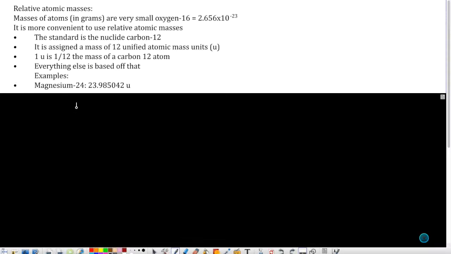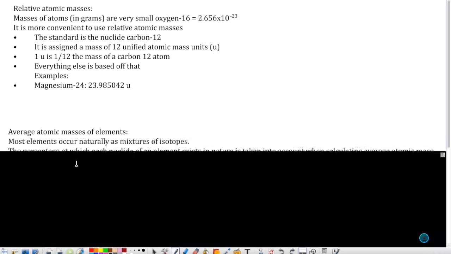But we'll get some weird things like magnesium-24. It doesn't have a unified atomic mass of 24. Its unified atomic mass is 23.985042 u. All right. Whew.